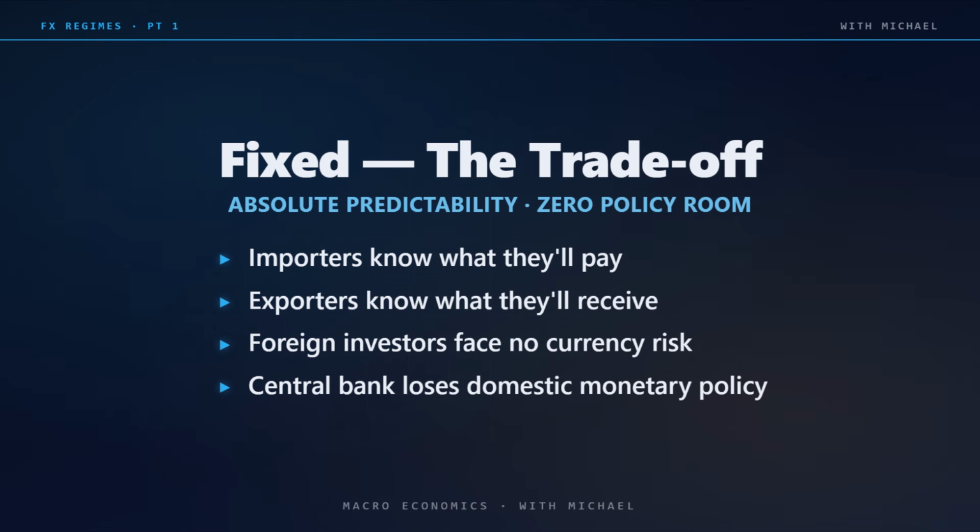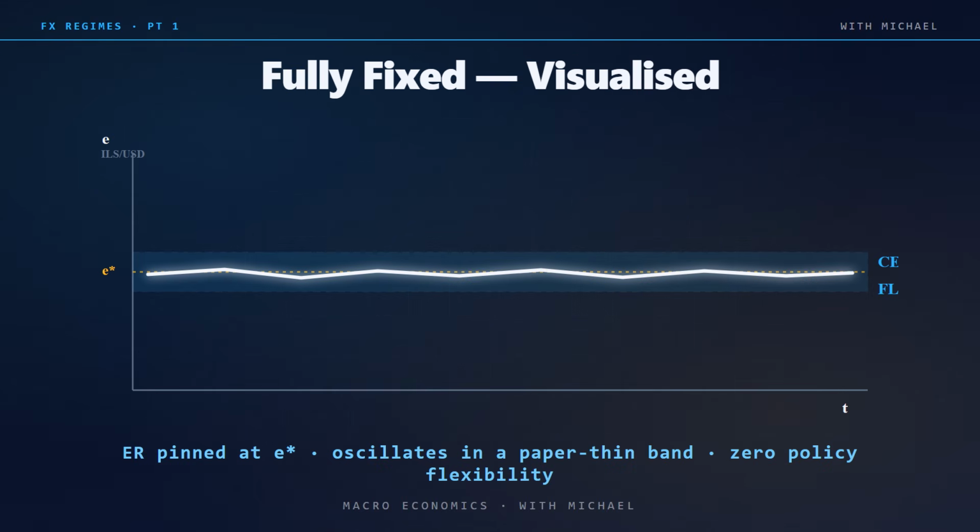At one extreme, you have a fully fixed exchange rate. The central bank commits to a single value. 1 shekel equals so many cents. 1 pound equals so many dollars. The rate does not move. To defend this commitment, the central bank must be ready to buy and sell foreign currency on demand. The advantage: total predictability. Importers know what they will pay. Exporters know what they will receive. Foreign investors face no currency risk. The disadvantage: the central bank loses control of its own monetary policy. Every decision must defend the fixed rate first.